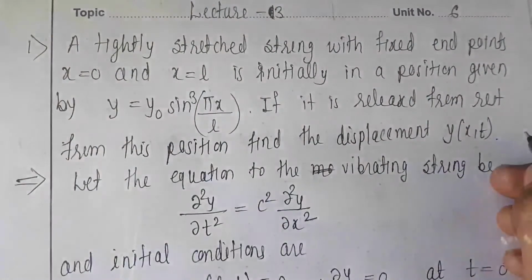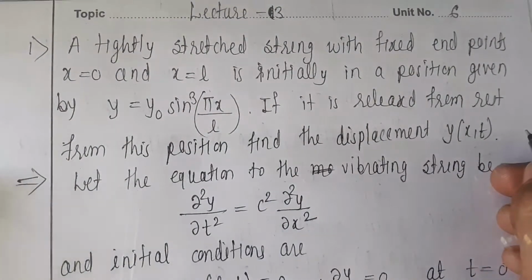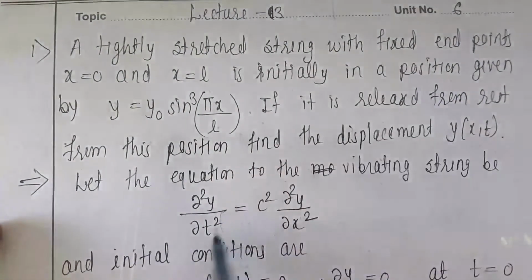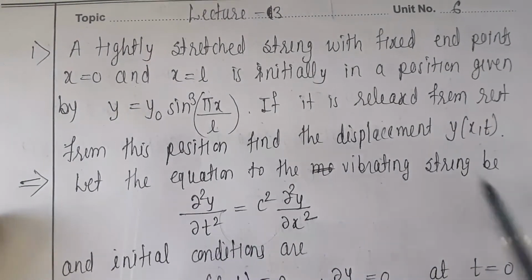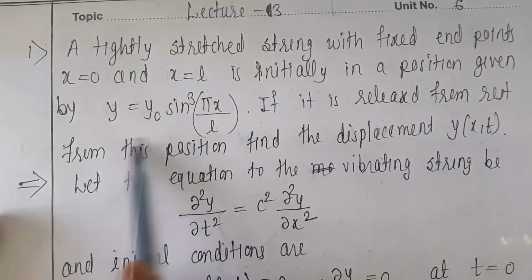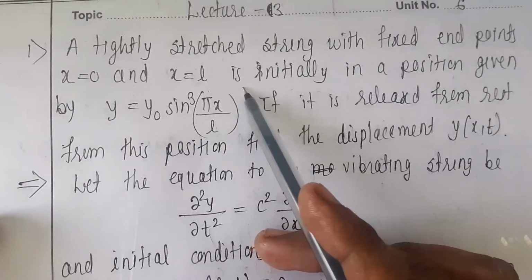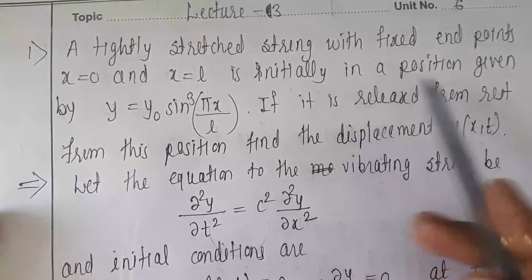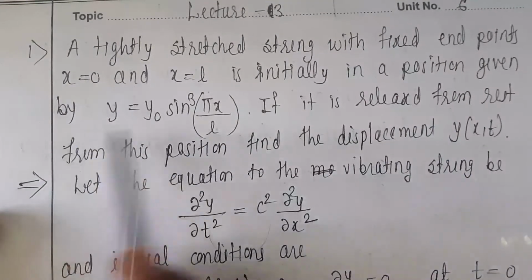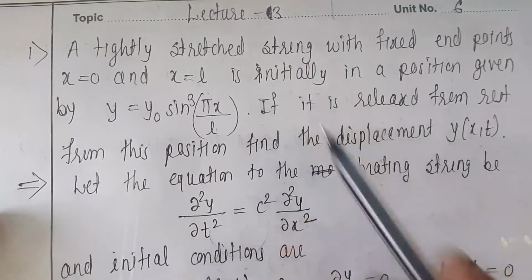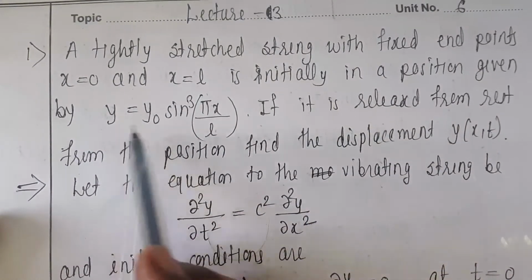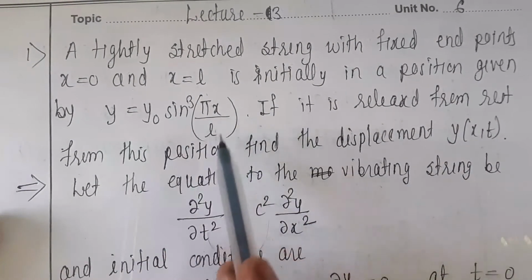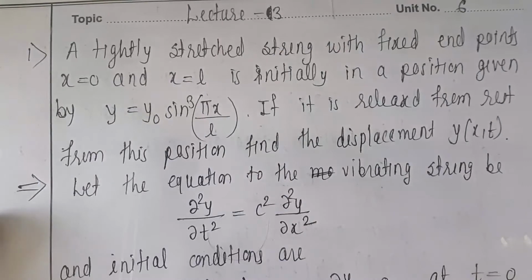Now what we have been given here is a tightly stretched string, which means we have to use the wave equation. Next, only one condition is mentioned: the string is initially in a position given by... Initially means at time t is equal to 0. So at time t is equal to 0, the value of y is y0 into sine cube pi x by L. This is given to us.